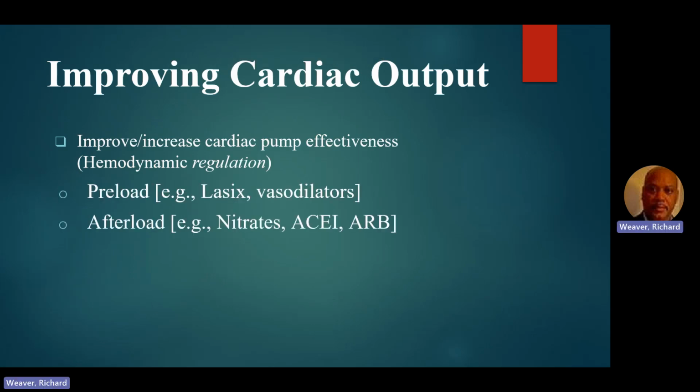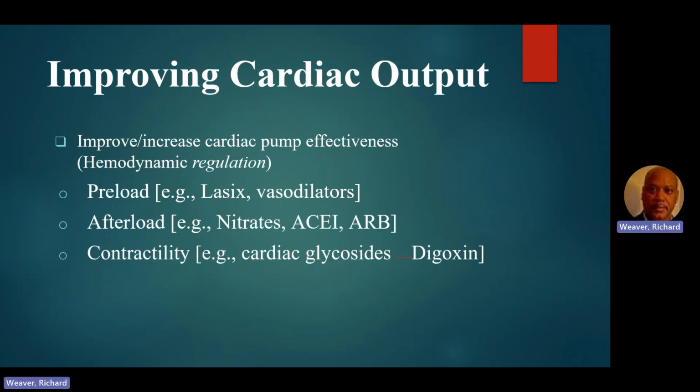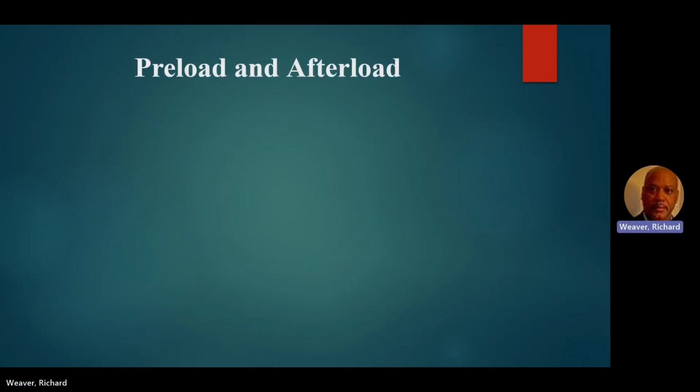The other drug is the afterload, and as I said, we use nitrates. We can also use ACE inhibitors as well as ARBs because these medications can also reduce the blood pressure, meaning the afterload. As far as contractility, we use a cardiac glycoside, which is digoxin, and that also enhances the contractile force of the myocardium. Right?